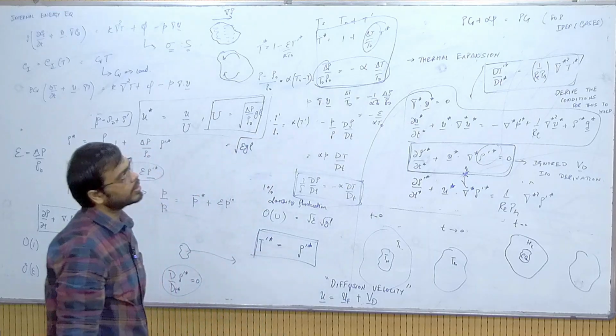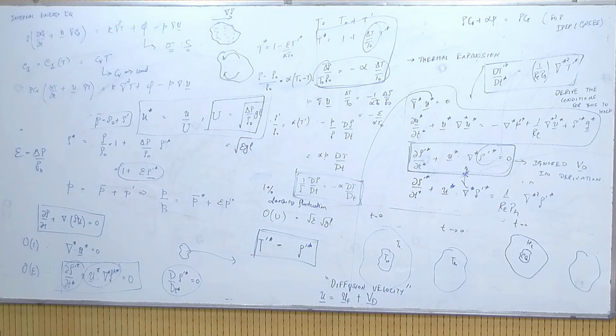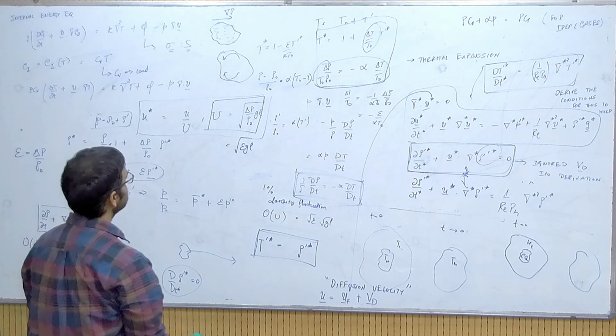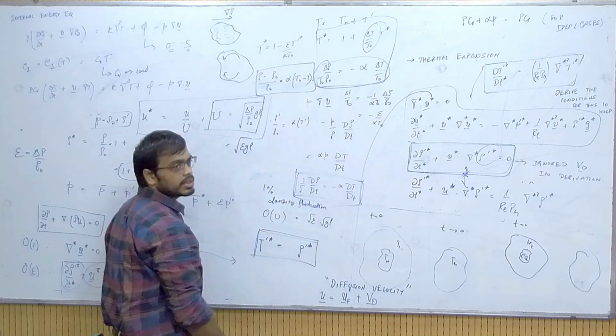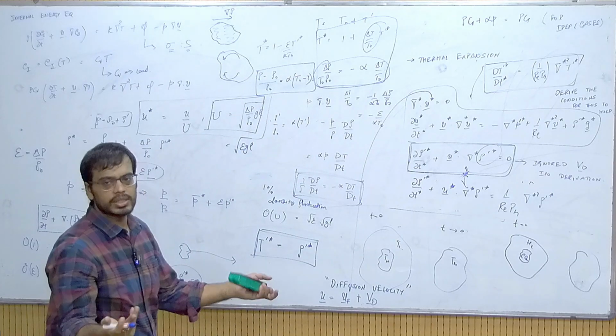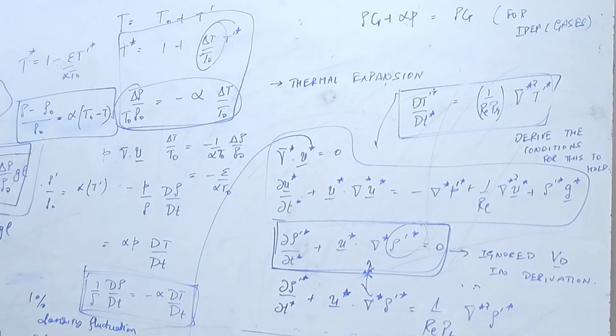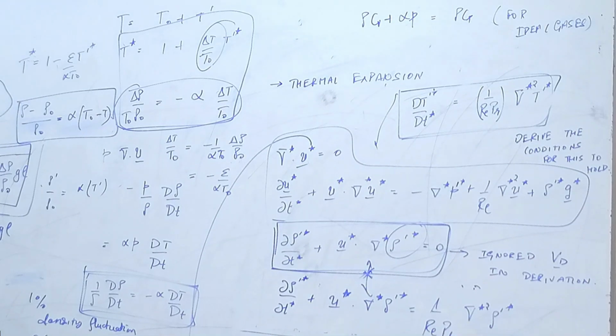Any questions so far? I still couldn't understand how T prime star is equal to rho prime star. Do you understand this equation? This is the definition, there is nothing to understand. This is how I am defining my thermal expansion.